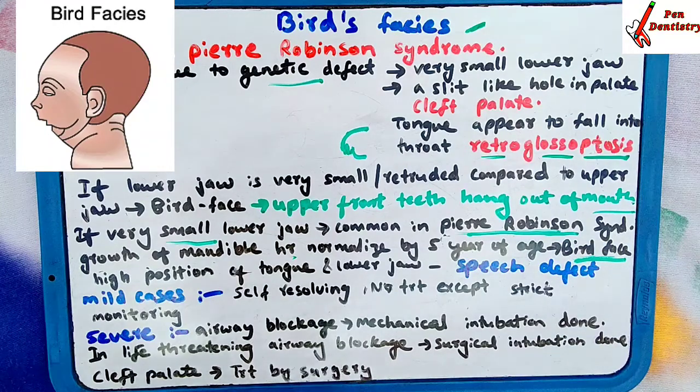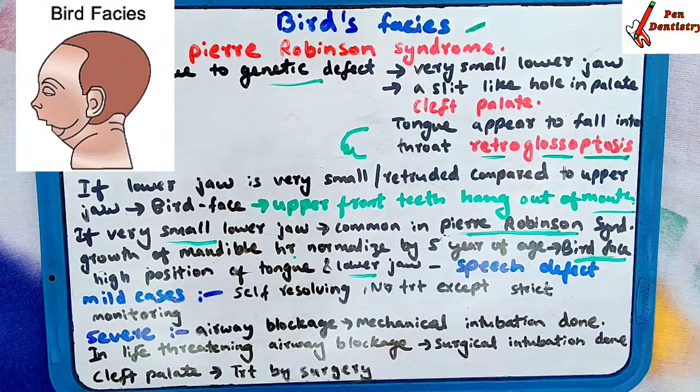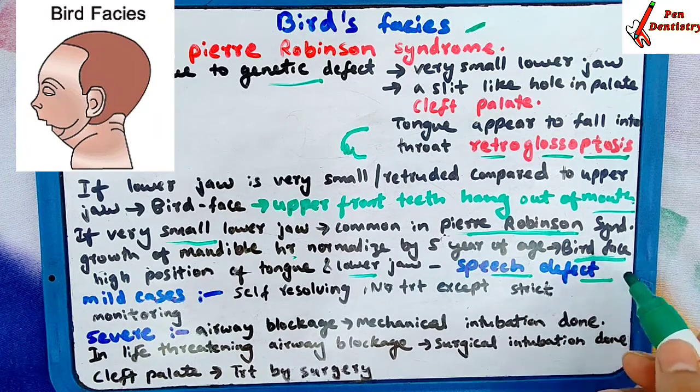The tongue is positioned at a high level, and the lower jaw as well. This leads to a speech defect. What does it cause? A speech defect. The person is not going to talk in a proper manner.